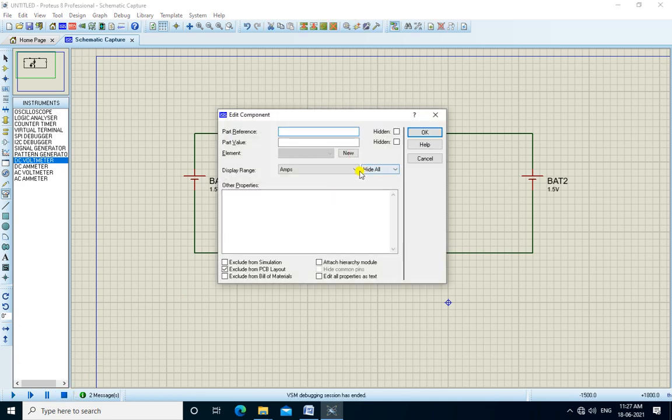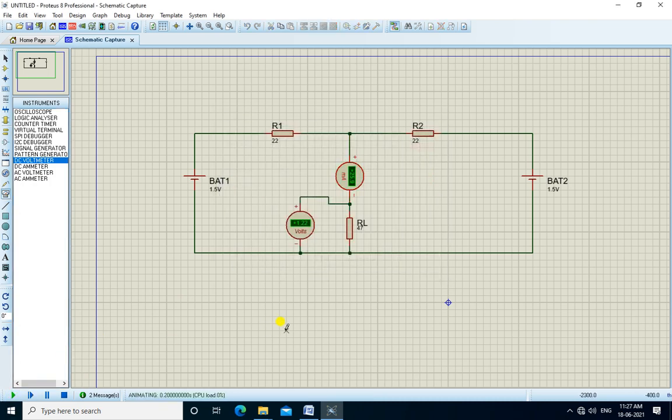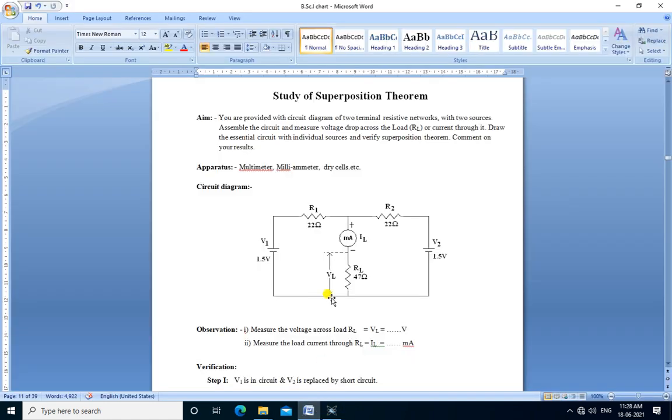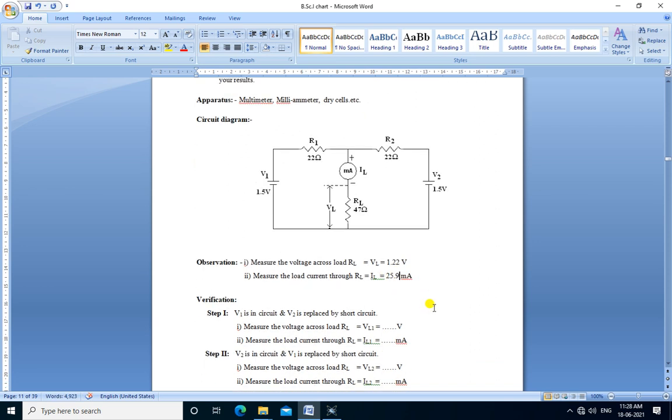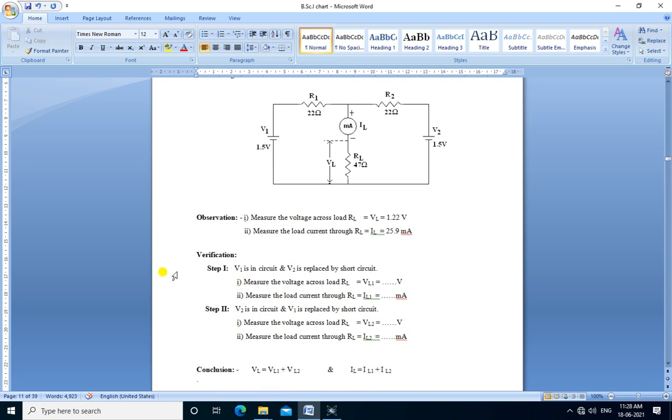We need to change the range of milliammeter to milliamps. Okay, now we run. So here we get the value of VL is 1.22 volt and the value of IL is 25.9 milliampere. We just note down here 1.22 volt and IL 25.9 milliampere. So for verification we need to perform these two steps.